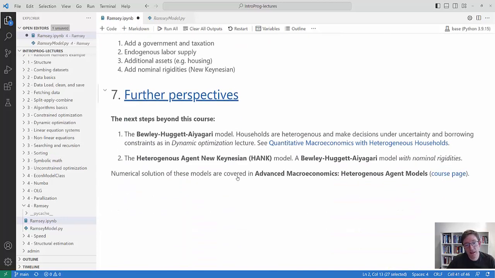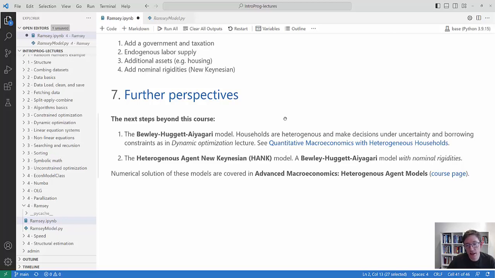In terms of further perspective, if you go beyond this course, then you can think about that there is something called Bewley-Huggett-Aiyagari models, which are very similar to what I just did, but where households are heterogeneous and they make decisions under uncertainty and borrowing constraints, as in the dynamic optimization lecture. So that builds upon the Ramsey setup that we have here. You can read more about it on this link here.